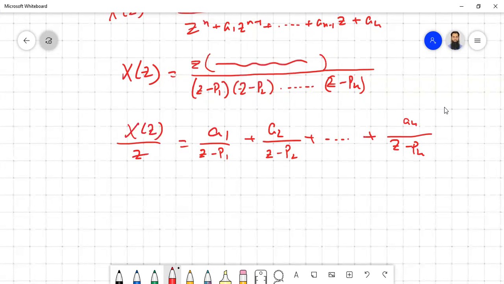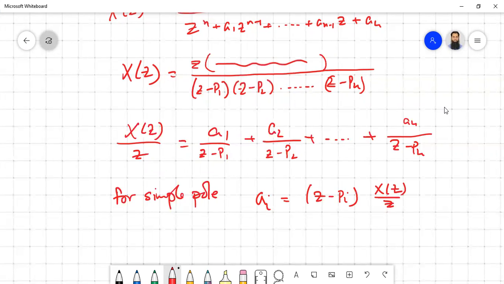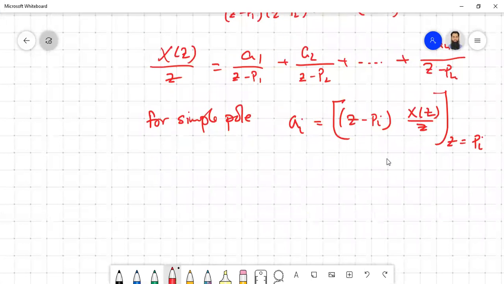For a simple pole, that means at a particular location you have only one pole, Ai is calculated as z minus pi times the whole function, that is X(z) by z, and then you set z equal to pi for any arbitrary value of i. But in case X(z) by z has multiple poles, or involves multiple poles.